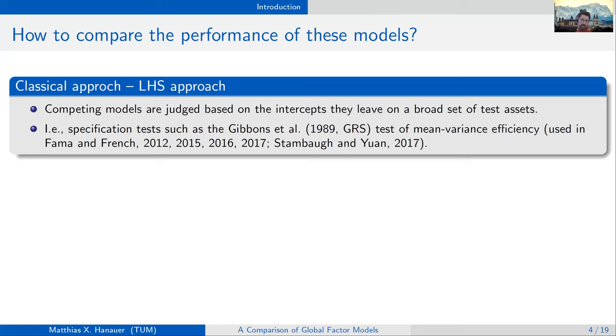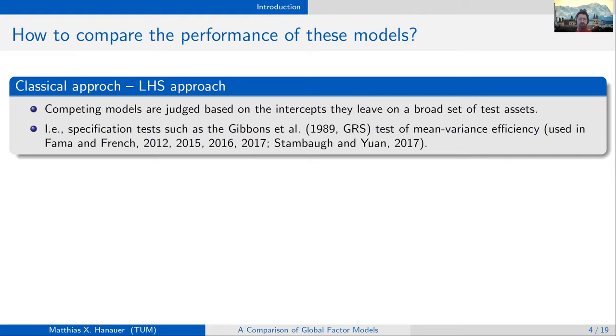And how it's done, because you don't judge just on the significance of individual test assets, but test them jointly, is by the Gibbons, Ross and Shanken test. This was already done in the 1993 paper for the three factor model. Fama and French showed their new model explains, I think, 25 size-value portfolios better than the CAPM. And this is a very long-accepted approach for how to compare models.